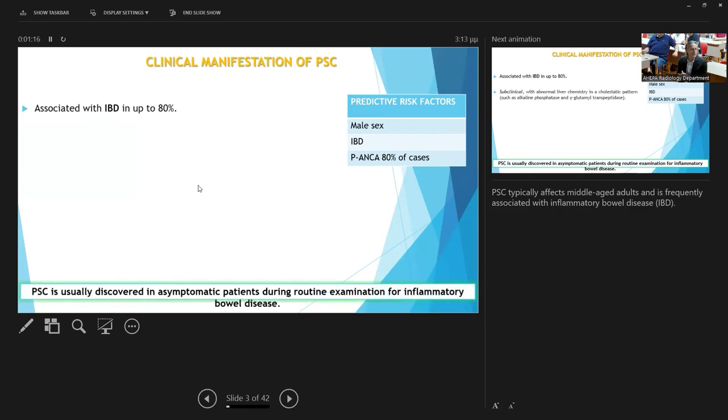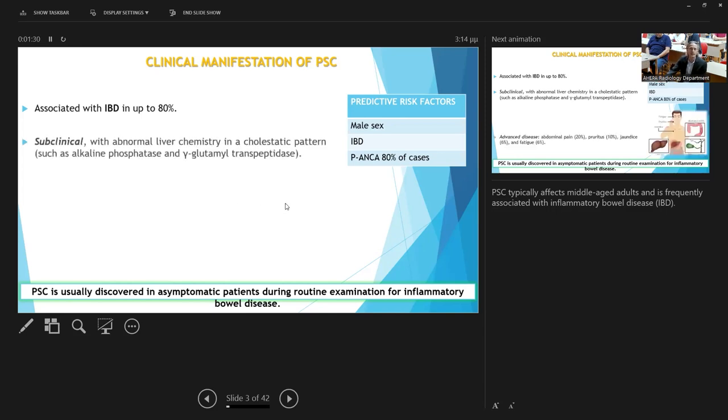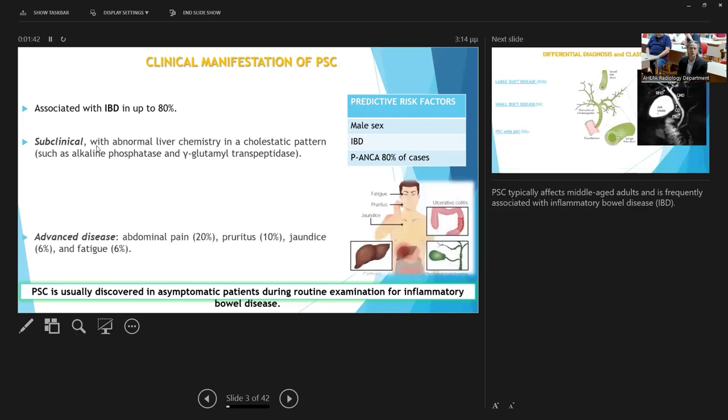In fact, in most of the cases, the primary sclerosing cholangitis is an incidental lesion because we discover it in an asymptomatic patient during a routine examination for the inflammatory bowel disease. And for this reason, from a clinical point of view, we have two different manifestations: the subclinical primary sclerosing cholangitis, in which we have only the abnormal liver chemistry in a cholestatic pattern, and we have those patients with advanced disease that may manifest with abdominal pain, jaundice, pruritus, and fatigue.